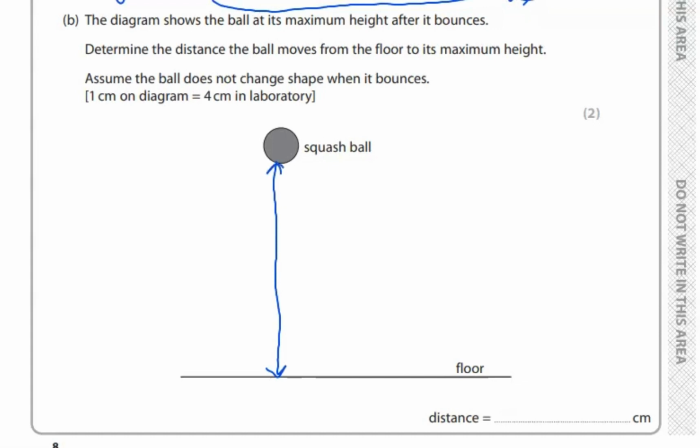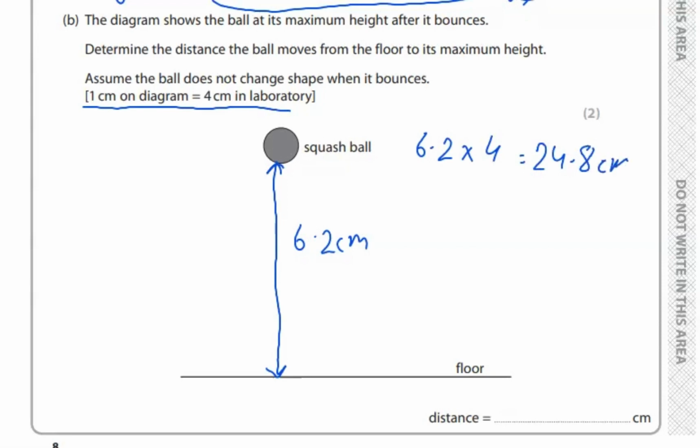It will give me approximately 6.2 centimeters. So you can easily measure it with the help of a ruler. But here the catch is the answer is not 6.2 centimeter. Why? Because the information given is 1 centimeter is equal to 4 centimeter in laboratory. So you have to do 6.2 times 4, which will give you 24.8 centimeter, which is my desired answer. So the answer is 24.8.